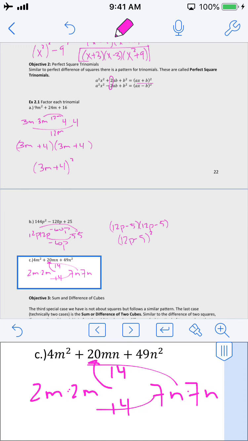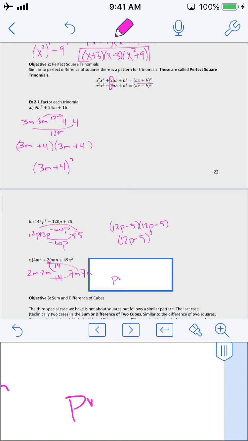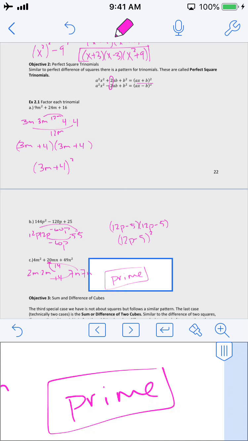Now that doesn't mean I can't factor this. Okay, it doesn't mean I can't factor this, except if I were to check 1 and 4 and 1 and 49, none of those combinations work as well. So this was what we call prime. The special case did not work here. Okay, and that's okay. It's called a special case for a reason. It's special. It just happens to come about. All right, so that's perfect square trinomials.